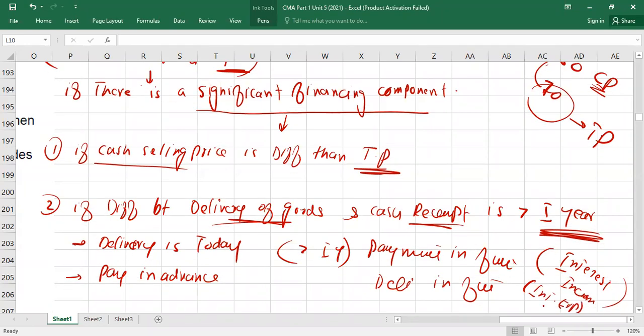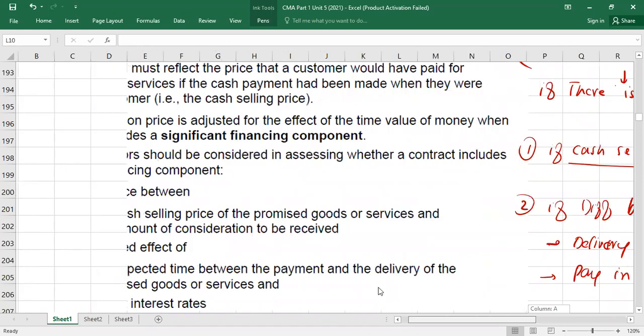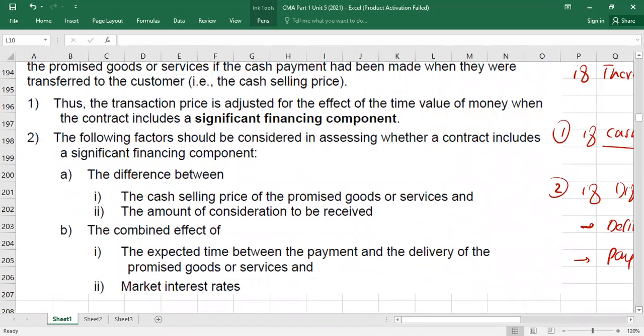How it will be calculated, I'm going to explain with the help of an example. Don't worry. There are two scenarios, because the accounting for each scenario is different. If delivery of goods is in advance and payment is later, it will be dealt with in one way. If payment is in advance and delivery is in future, it will be dealt with in a different way. So I'm going to show you how it is going to work, with the help of an example. So here we go.